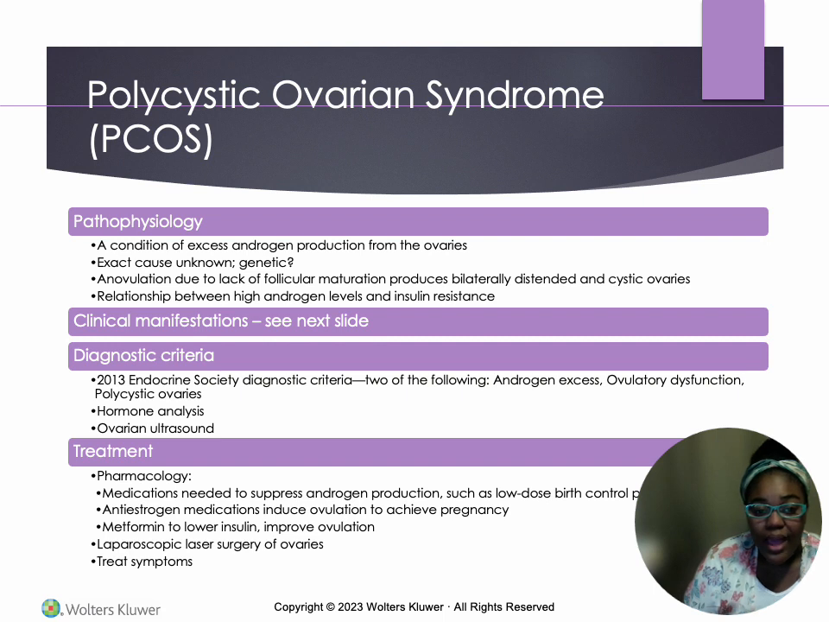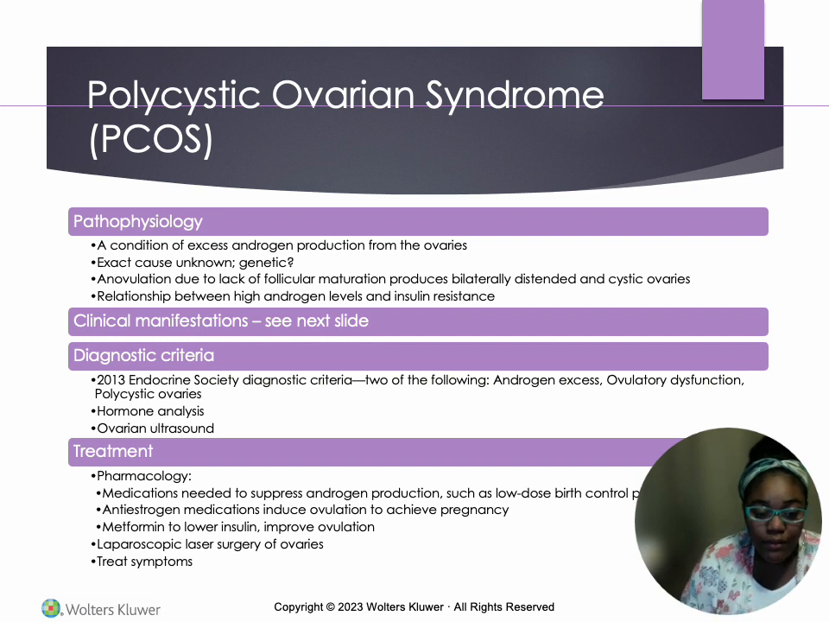The next one we have is polycystic ovarian syndrome, PCOS, and this is a condition of excess androgen production from the ovaries. Sometimes we do not really know what the cause is. It can be genetic, it could be environmental. There's multiple layers that are involved with that, so we can call this multifactorial or even idiopathic because there is no exact known cause for polycystic ovarian syndrome.